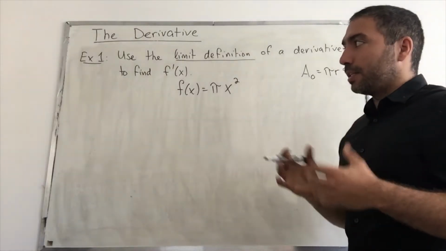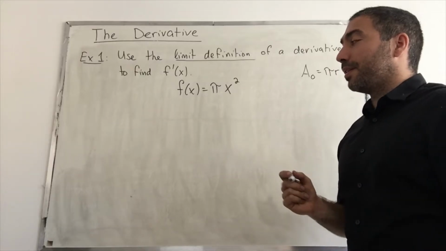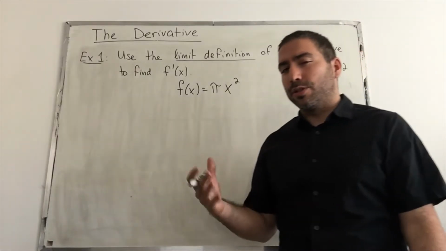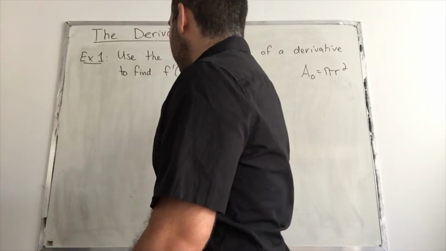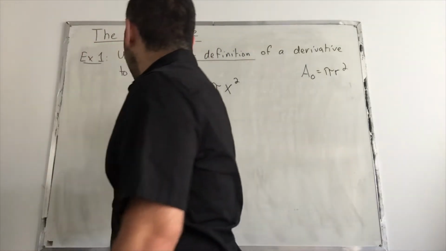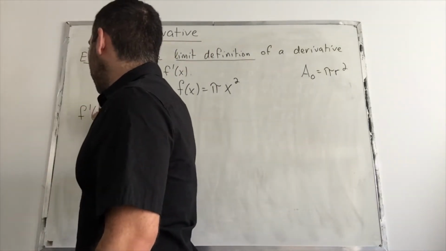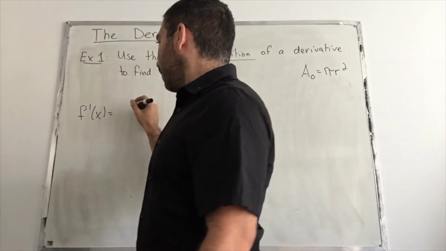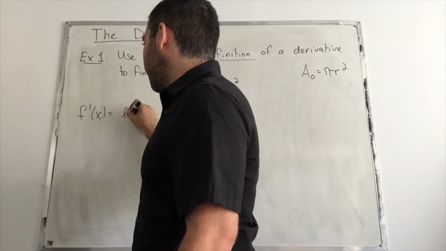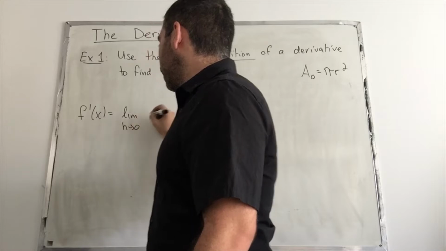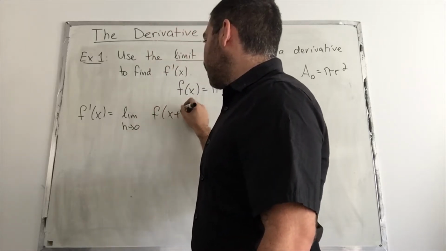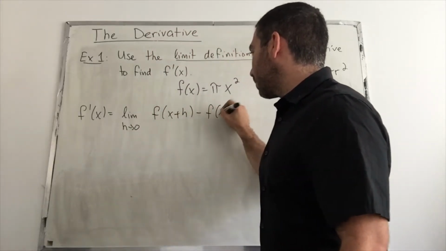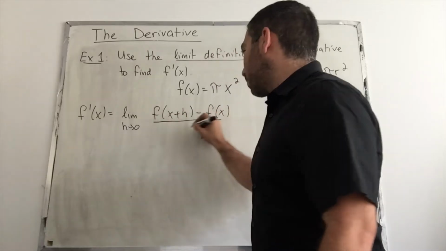But maybe on the side, it is a good idea to go ahead and find the composition. This is where students struggle the most. It's the composition part. So, as always, first thing to do, write down the formula. So f prime of x is equal to the limit as h goes to 0, f of x plus h minus f of x, all this over h.